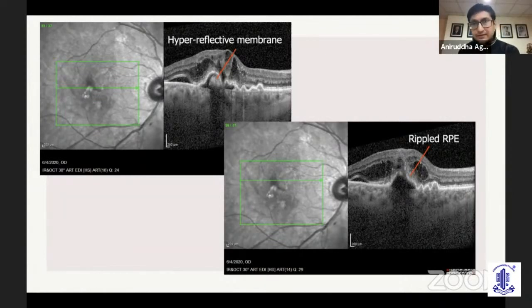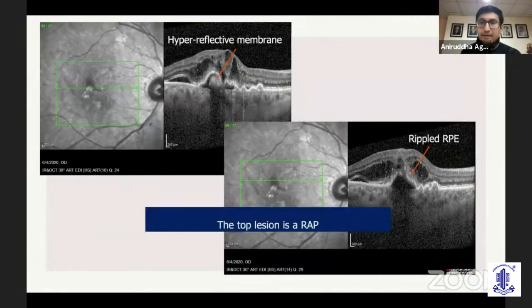Now, the diagnosis here is very simple, and what we're dealing with, along with the retinal vascular anastomosis and these features, is a RAP lesion. So this lesion here is a RAP lesion that we need to identify in our patients.